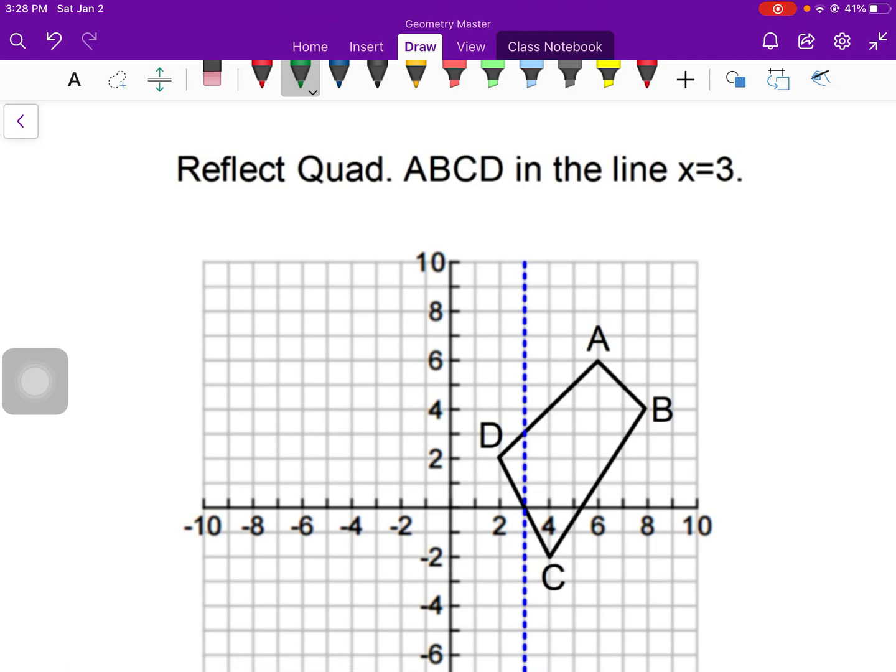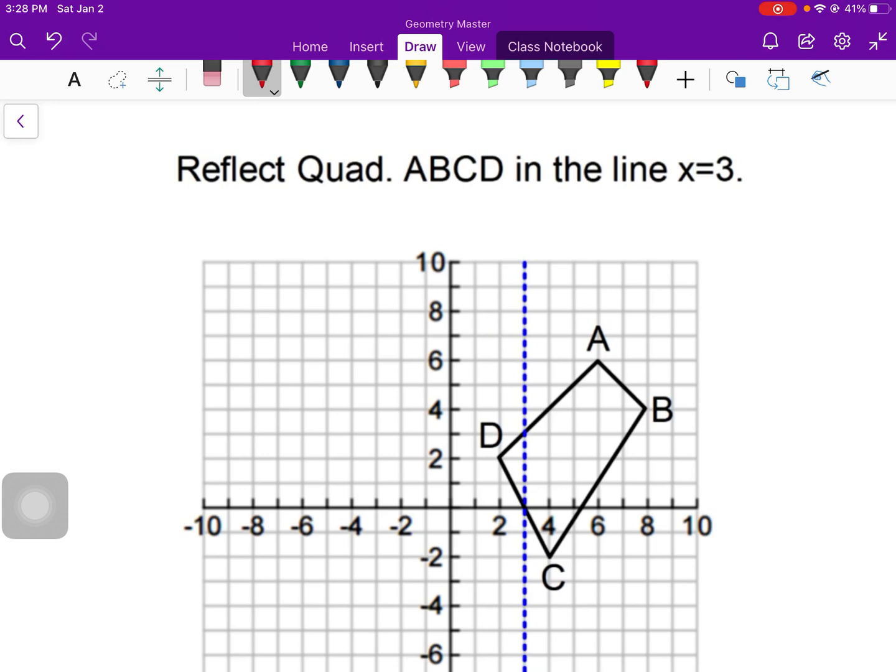All right, so next up we're going to reflect quadrilateral ABCD in the line x equals 3. We didn't have this as one of our special rules. This is where counting is just going to make your life way, way easier. I already have the line x equals 3 drawn in for you, that blue dotted line. So I just need to make sure every point A, B, C, and D ends up on the opposite side or the other side of that sketched blue line.